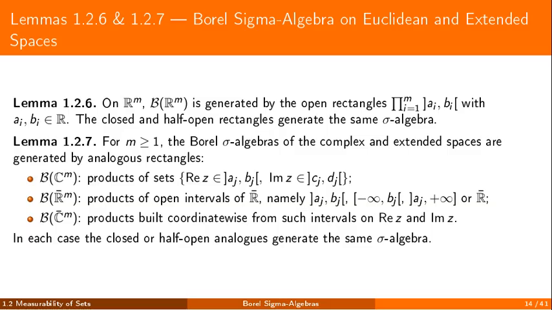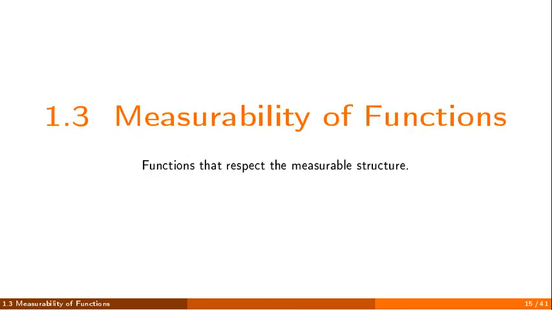On the spaces we compute with, Euclidean, complex, and their extended versions, the Borel structure has a very concrete description. It is generated by rectangles. And reassuringly, it makes no difference whether we take those rectangles open, closed, or half open. They all generate the same sigma-algebra. The same picture carries over, coordinate by coordinate, to the complex spaces and to the extended spaces where infinite values are allowed. With the sets in place, we turn to functions.